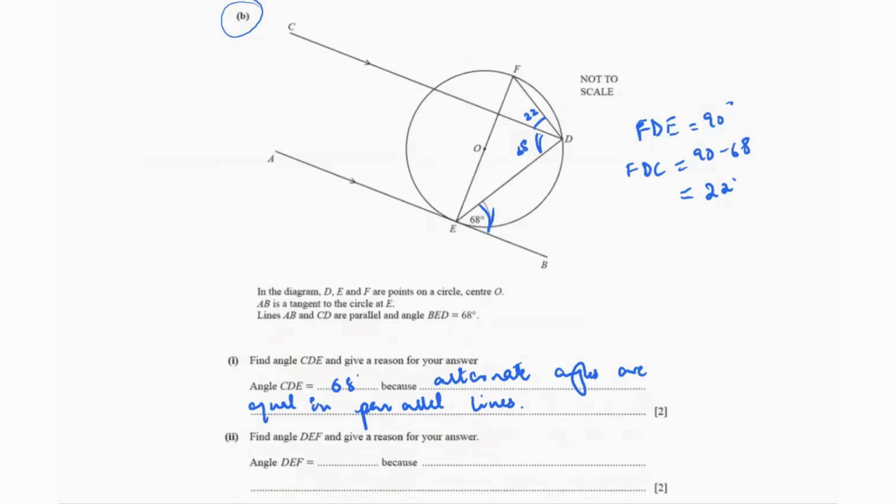Then DEF. This is 68. This is also going to be 68. Why? Alternate segment theorem. We have a triangle inscribed in the circle, and all three vertices are touching the circumference. So for DEF, we do 180 minus 90 minus 68. That gives us 22 degrees.